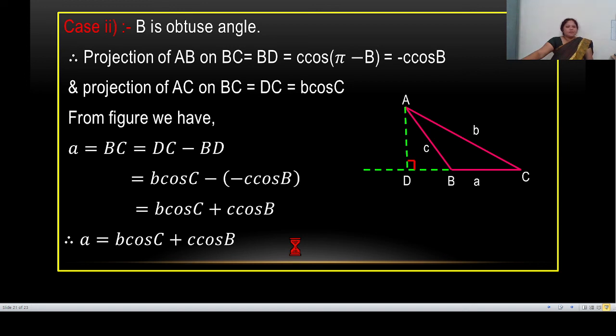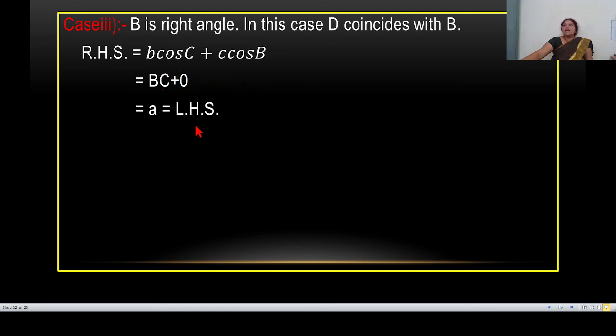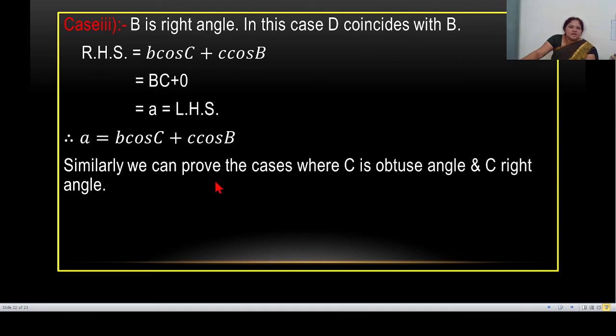Therefore, a equals b cos C plus c cos B. Next, case third, B is a right angle. In this case, D coincides with B. RHS equals b cos C plus c cos B. b cos C is BC plus 0, and BC is a, which equals LHS. Therefore, a equals b cos C plus c cos B. Similarly, we can prove the cases where C is an obtuse angle and C is a right angle.